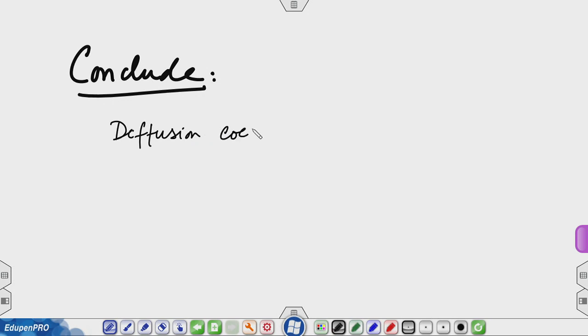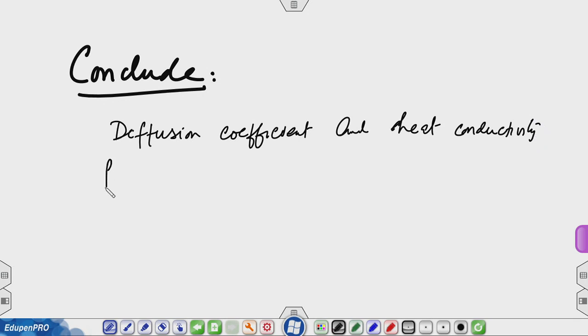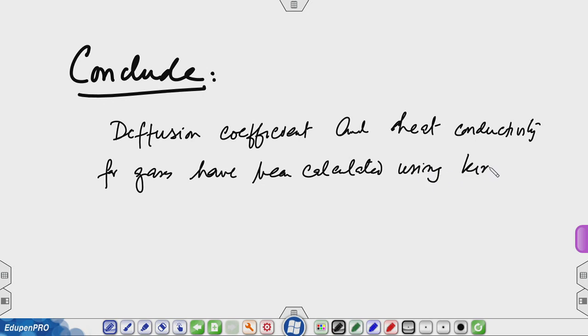Diffusion coefficient and heat conductivity for gases have been calculated using kinetic theory. Thank you.